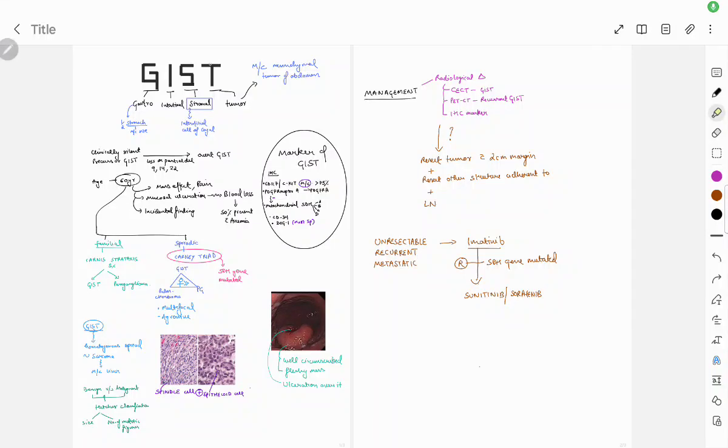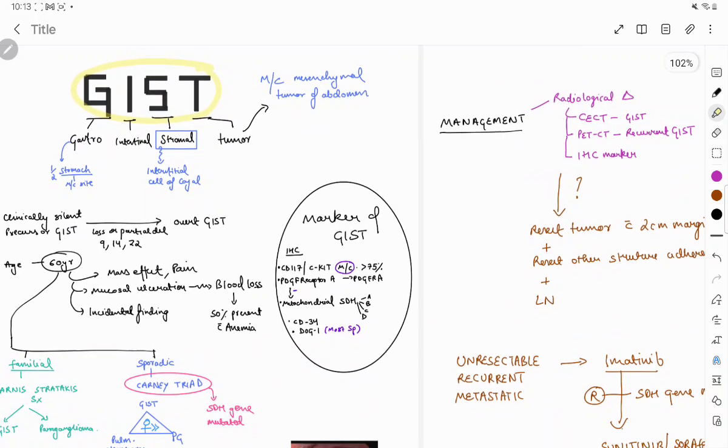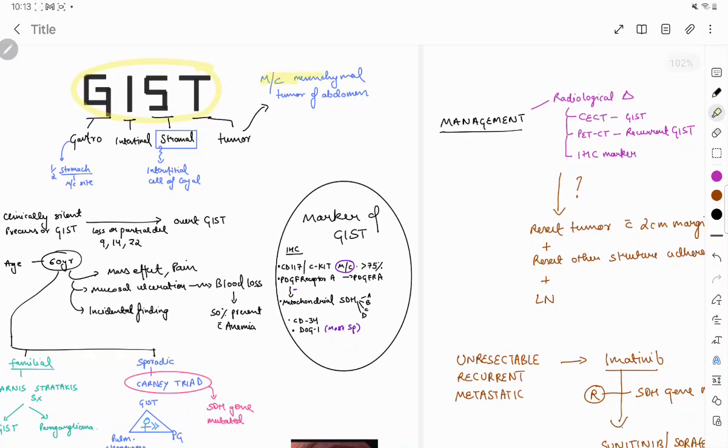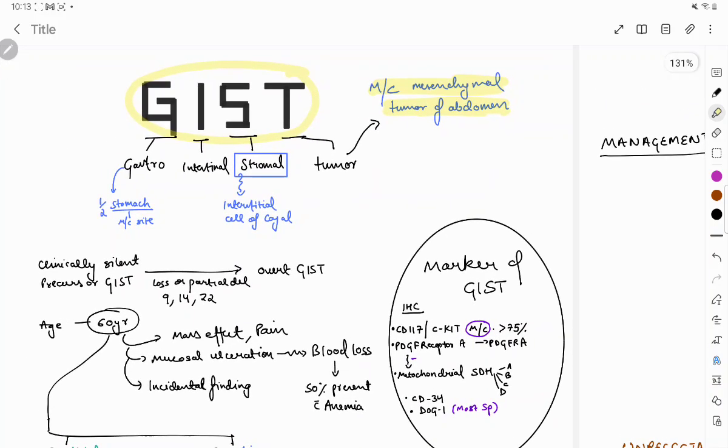In this video we are going to talk about a condition that is known as GIST. GIST is the gastrointestinal stromal tumor and actually the most common mesenchymal tumor of the abdomen. The name tells a lot about the disease. G, that stands for gastro, tells us that half of these tumors are located in the stomach, that is the most common site of GIST. Intestinal is the other location of the GIST.